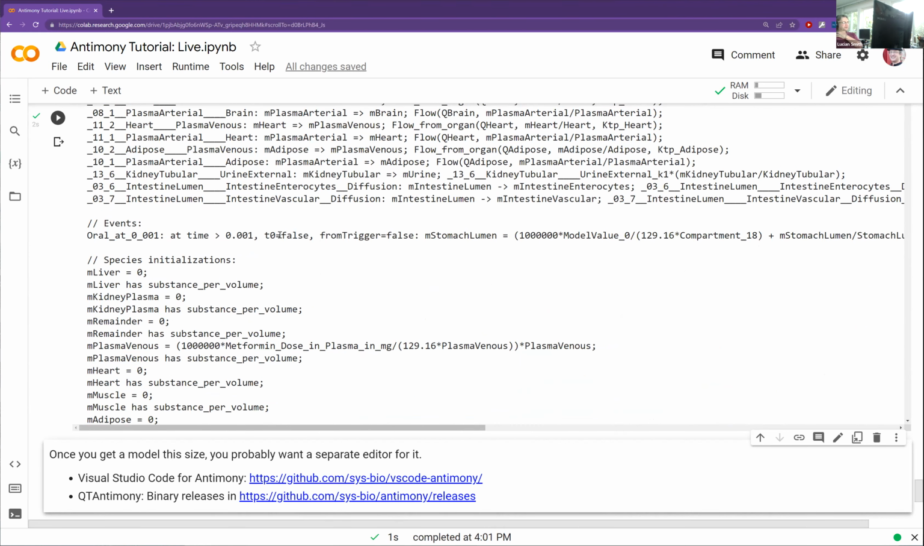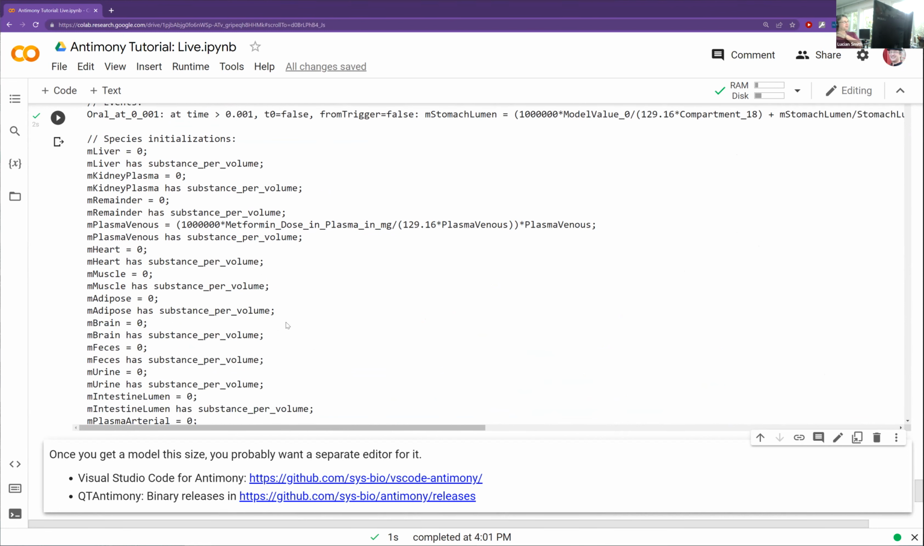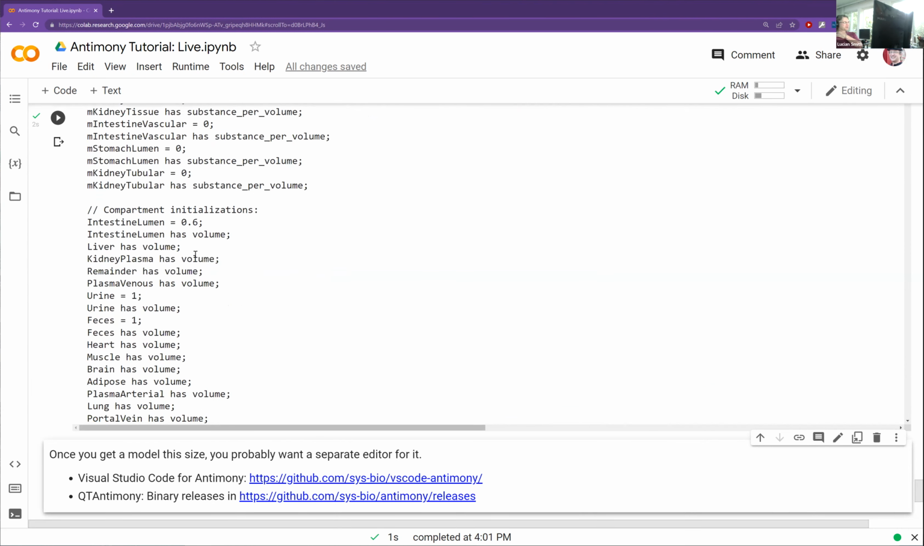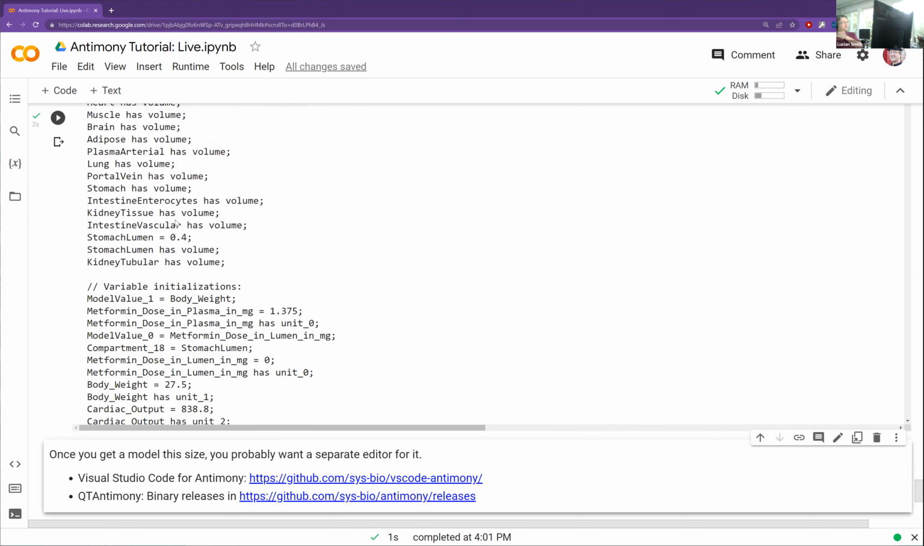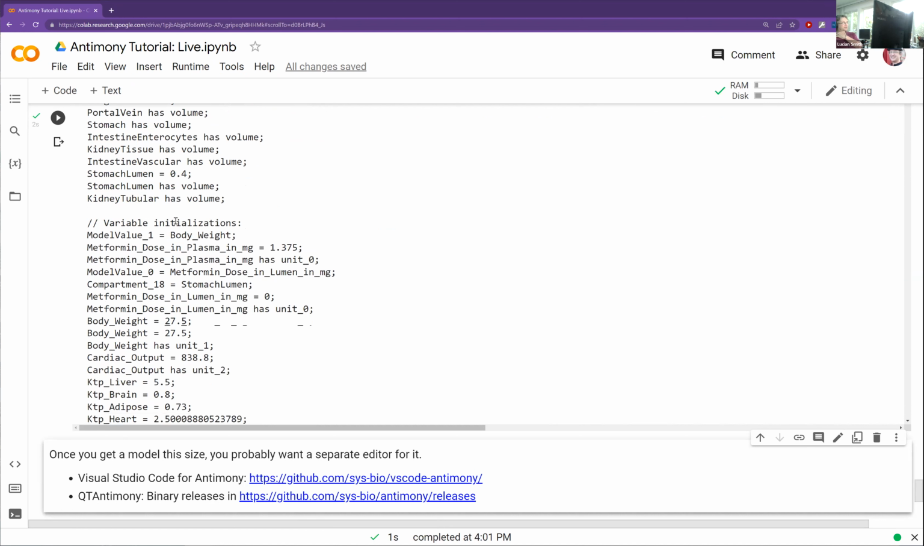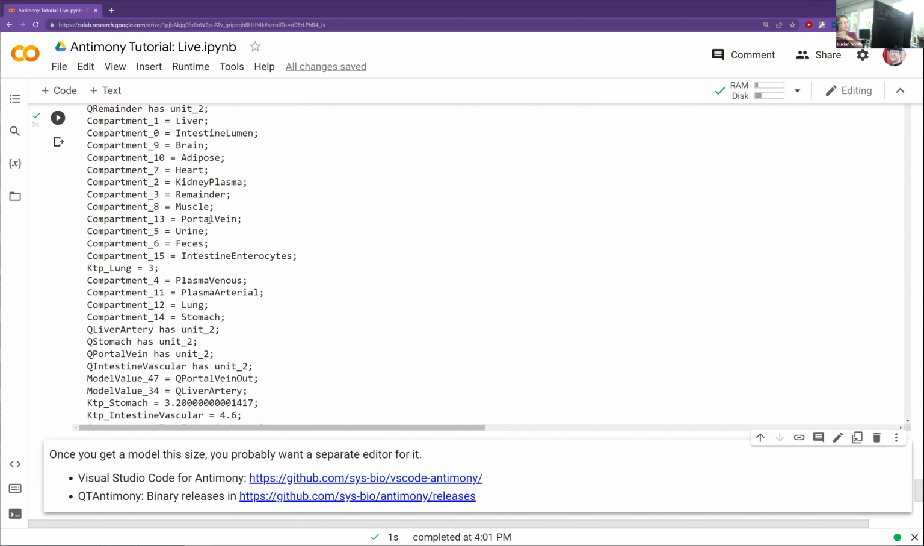We have T0 equals false, which, well, that's not really necessary, but anyway. And there's all your species initializations, compartment initializations. You'll notice a lot of things have units, which are also possible to do in SBML and Antimony, although it gets a little bit complicated with times. But if you are interested in learning more, the easiest way to find interesting features of Antimony is to import a complicated SBML model that has it in it and look at what it looks like.